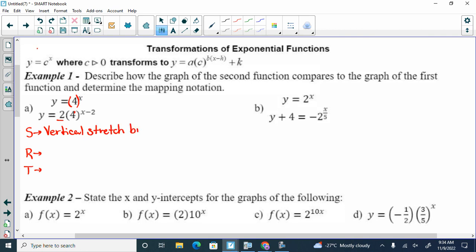by a factor of what? Of 2 about the x-axis. Are there any reflections? There's no negative here, and there's no negative in front of my x. And I'm only allowed to state horizontal translations if there's a 1 in front of my x. Is there currently a 1 in front of my x? Yes, so then I can state the horizontal translation. I have a horizontal translation.